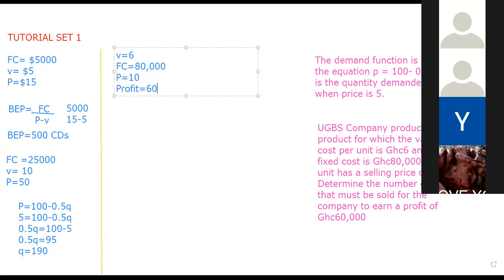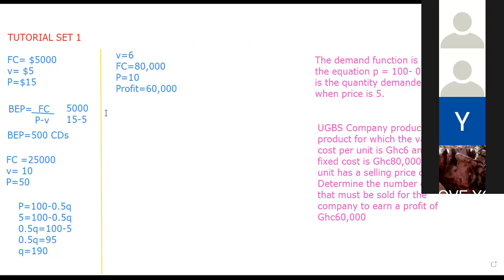60,000. Now, you can actually go about this in two ways. You can decide to go the long way by using the equation format, where profit is equal to total revenue minus total cost. Then you slot in and you find your Q. But you can also use the last formula I gave you under break even. Do you remember?